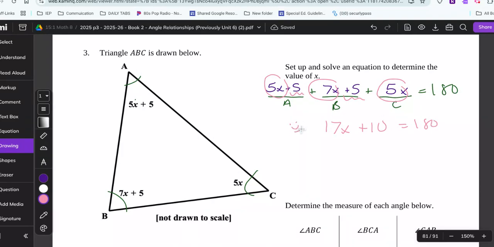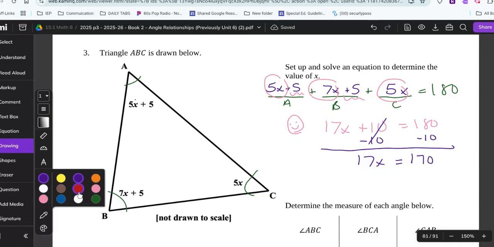From here, we should smile. That's a beautiful two-step equation. I'm going to subtract 10 on each side. We have 17x equals 170. And from here, if I were to divide both sides by 17, I would get x equals 10.